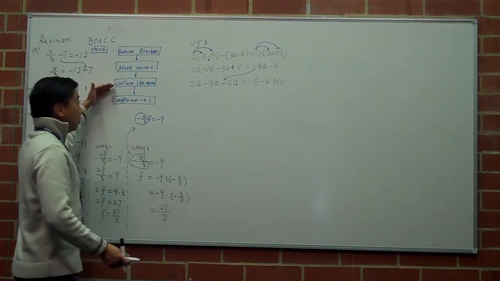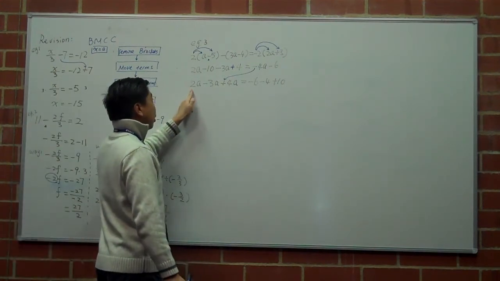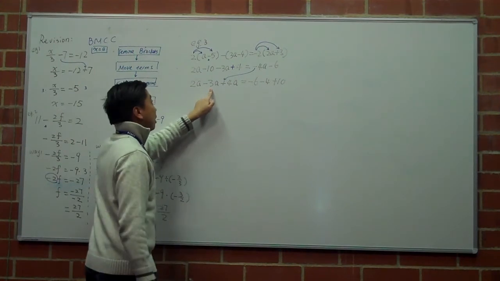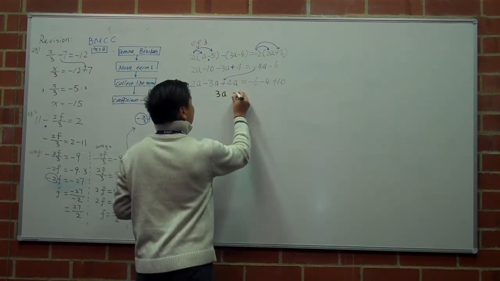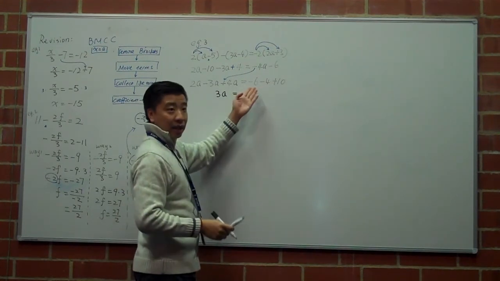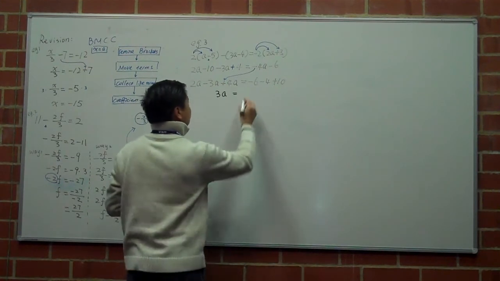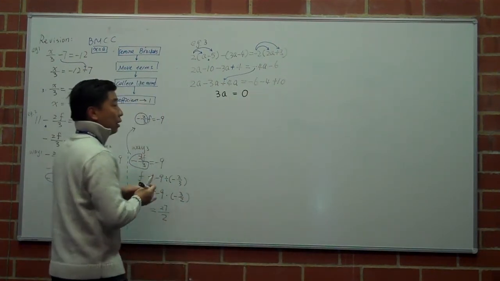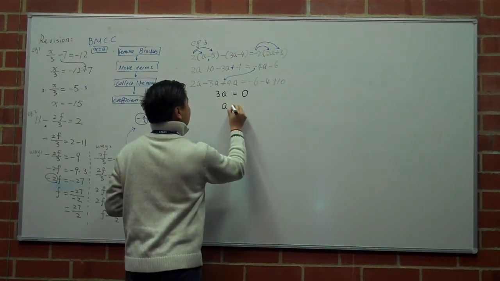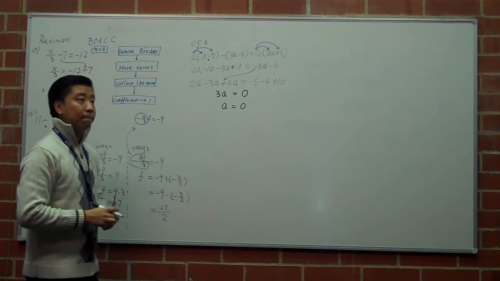Okay, next step. Collect like terms. They are all like terms. 2 take away 3, -1 plus 4 is 3. So 3a equals -6 take away 4, -10 plus 10 is 0. So it's easier. Make the coefficient 1. So divide by 3. So 0 divided by 3 is 0. So this is the answer.